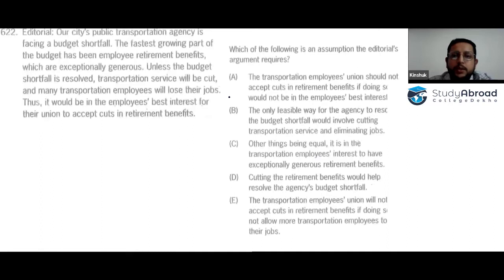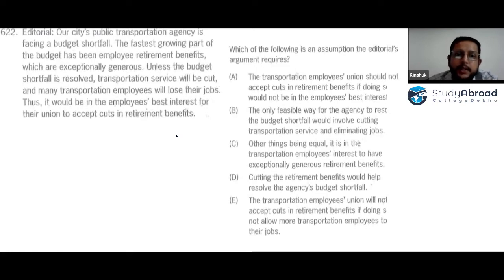So again, the question is on the same basis, right? We're supposed to find out the assumption the editorial's argument requires, right? So what is the assumption behind the argument? That is the question. Pause the video right now. Try to get through the question yourself. Then when I discuss, you can see if you got the right answer or not. Go ahead, pause the video. All right. I hope that you had paused the video and made a choice for your final answer. Let us discuss now.